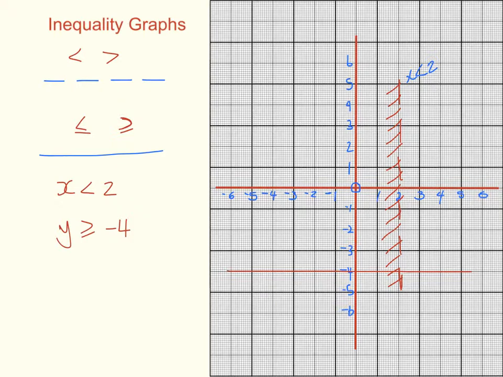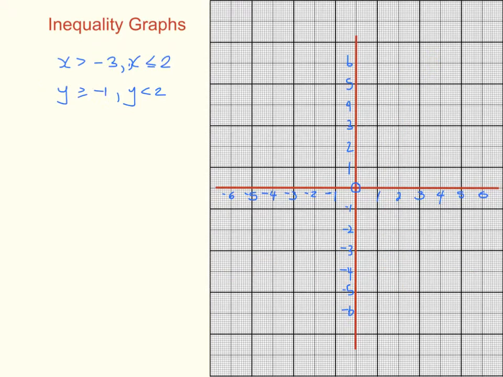It says that y is greater than minus 4. Greater than minus 4 will obviously be above the line, so all of the numbers above minus 4 are greater than minus 4. It means that I'm just going to shade above the line there. Okay, so I hope you got the idea. Now let's take this up a notch.